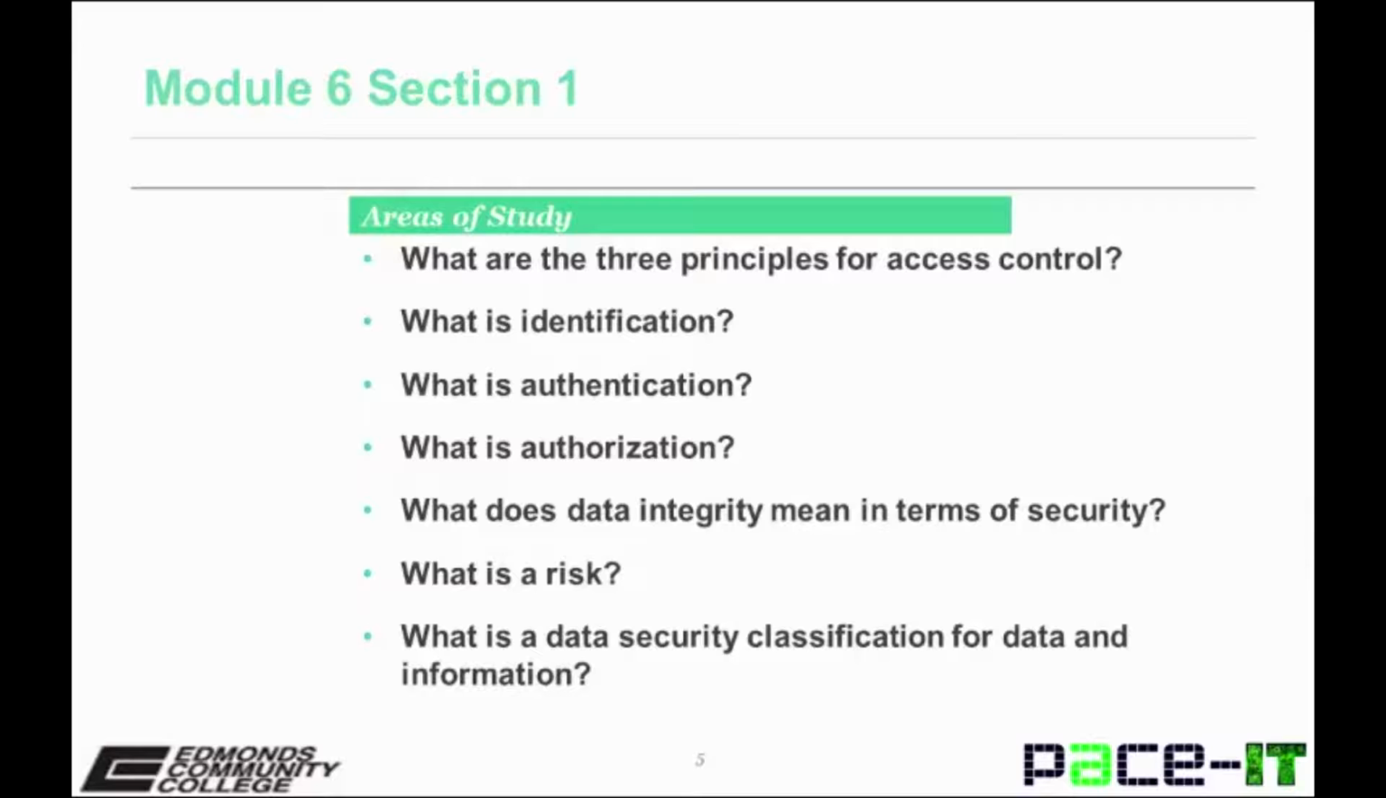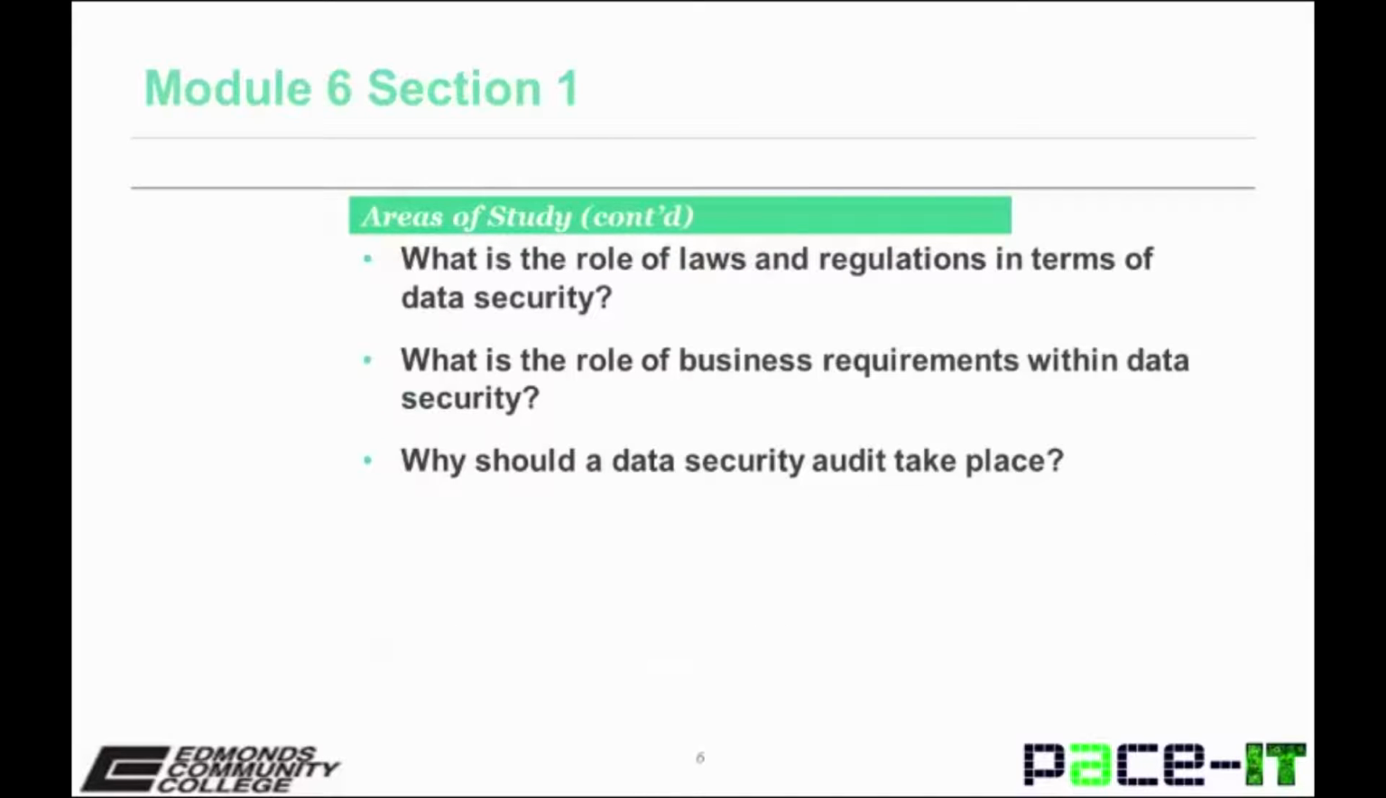What are the three principles for access control? What is identification? What is authentication? What is authorization? What does data integrity mean in terms of security? What is a risk? What is a data security classification for data and information? What is the role of laws and regulations in terms of data security? What is the role of business requirements within data security? Why should a data security audit take place?